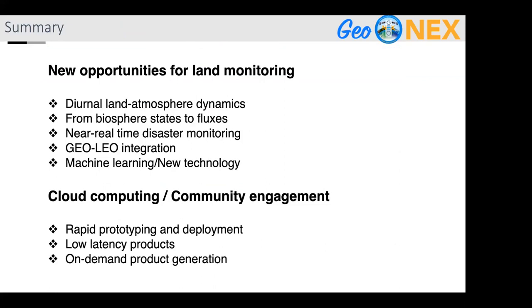So here are some summaries. Basically, the new generation of geostationary sensors provide new opportunities for land monitoring, not only land, it's actually Earth monitoring, right? And also provide exciting opportunity for the community to work together. So if you have some good idea, you can contact us at NEX, so we can try to prototype your idea or see to generate some product.